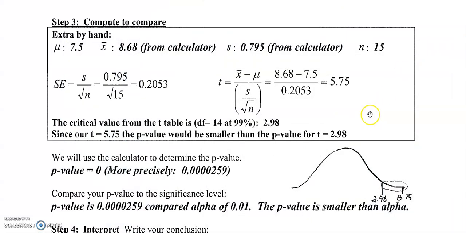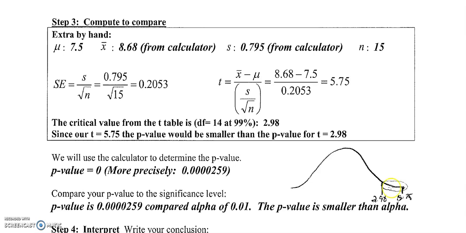Okay, so if I was going to draw a picture, if we draw a normal curve, 5.75 would be way down here. We're looking for more than, so it'd be a very small area. And our critical value of 2.98 would be to the left of it. And then we're looking for greater than, so that area is larger and that's smaller. So our p-value would be that area. So the p-value for the 5.75 would be smaller than the area for the 2.98. So your p-value would be smaller.